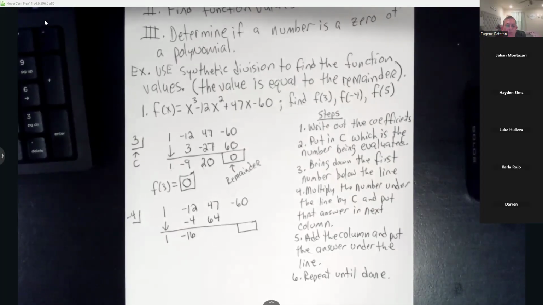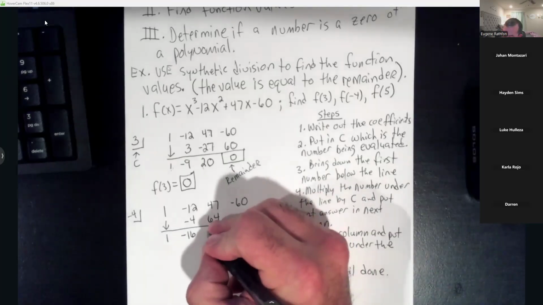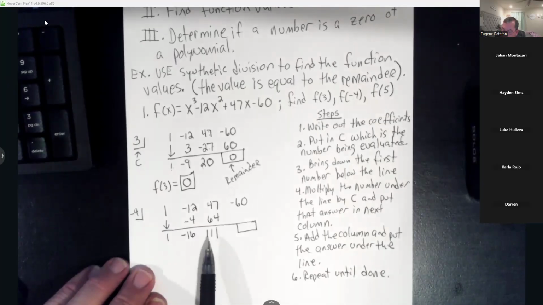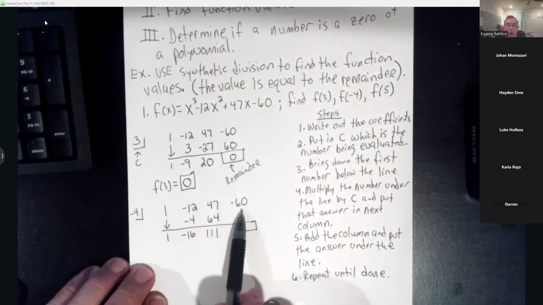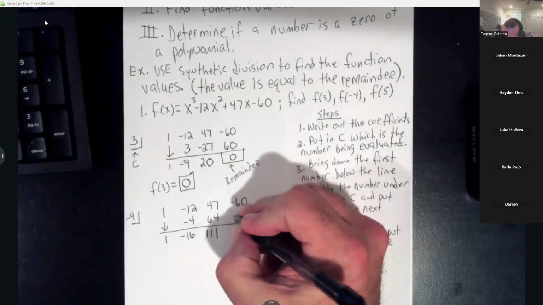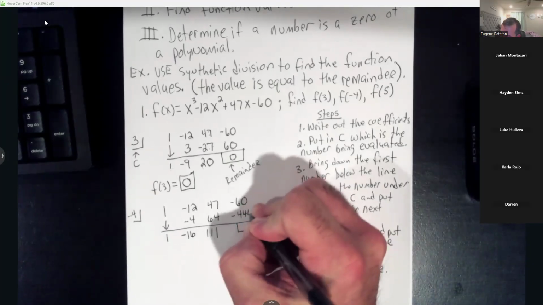All right, so 64 and 47. Let's add that together. We should be getting 111 there. Last step: 111 times negative 4. That'll go into this next column, and that's a negative 444.